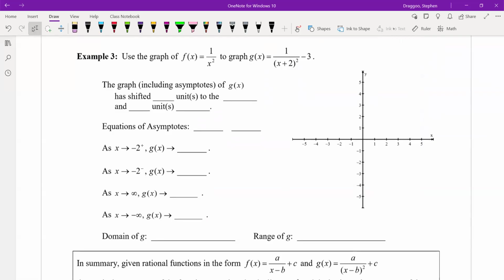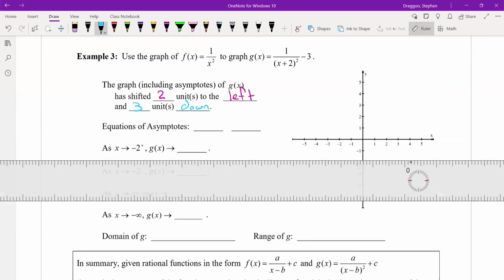To transform another one, this time we'll start from 1 over x squared to get to the new one, 1 over x plus 2 squared, and then -3. This one's going 2 units to the left, and this time 3 units down.